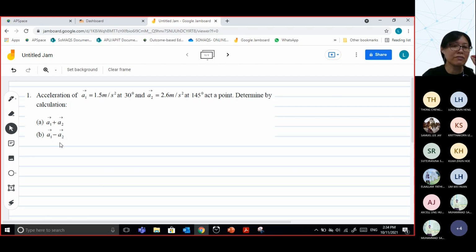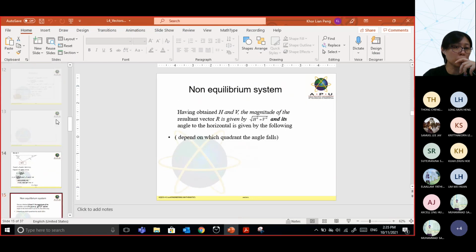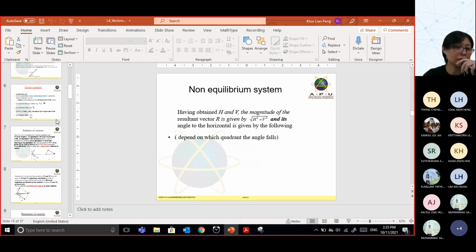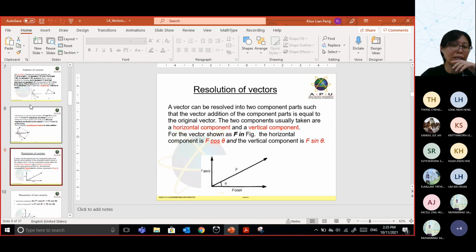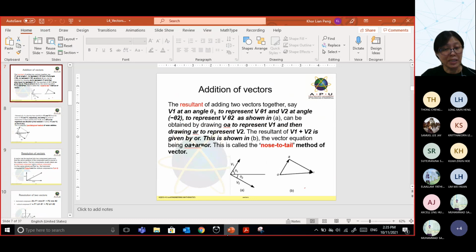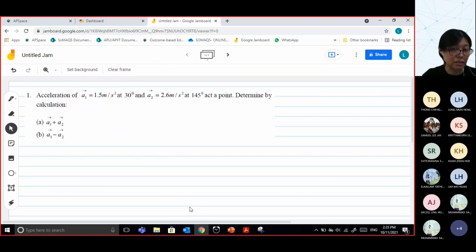Okay, so when we first look at the requirements, they require the sum of the vectors and also the subtraction of the vectors. So you may think about maybe you should use the parallelogram that you learned earlier. Okay, so for your information, for these questions we are not using the parallelogram and also the nose to tail method, okay?